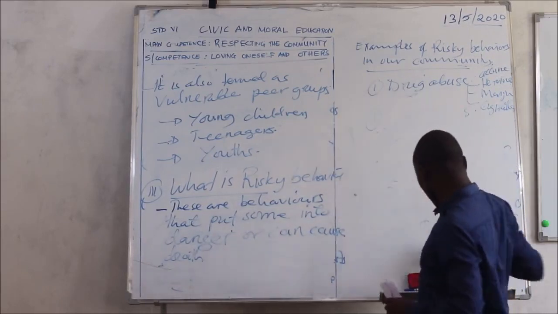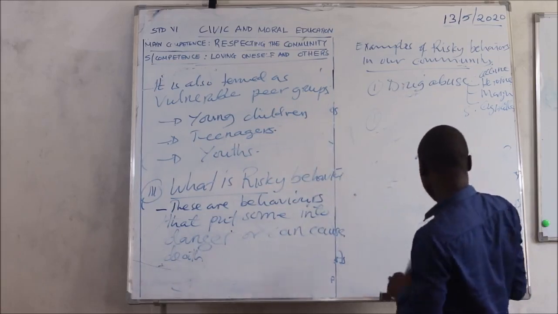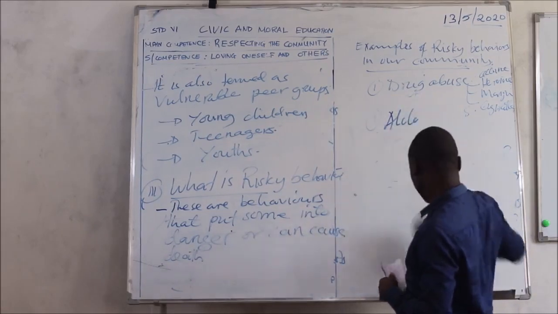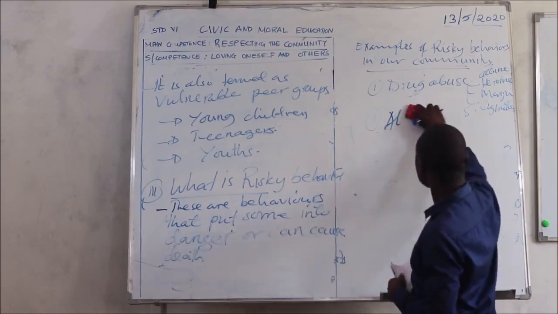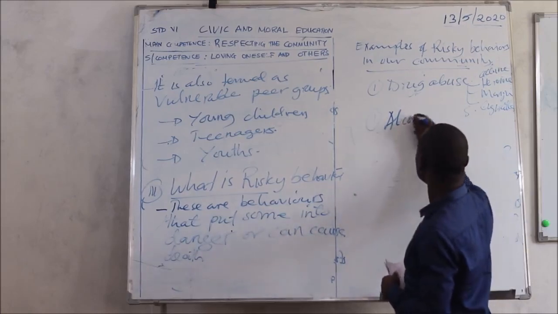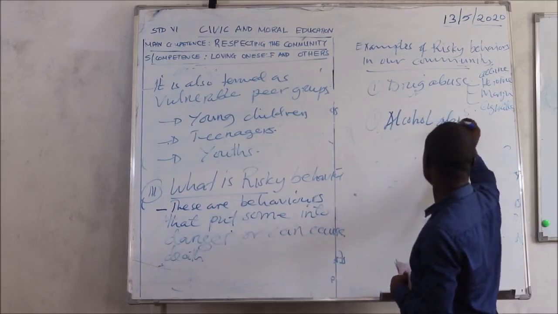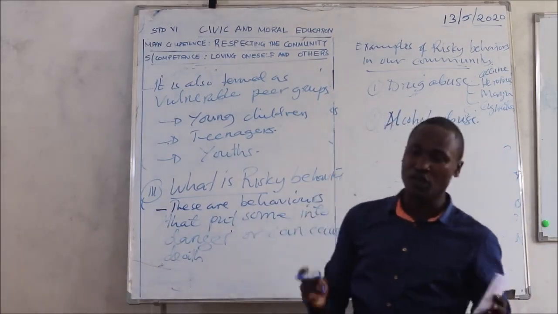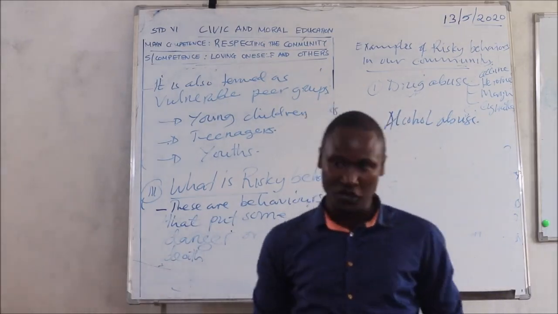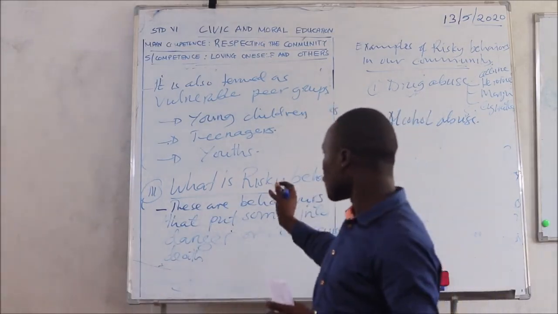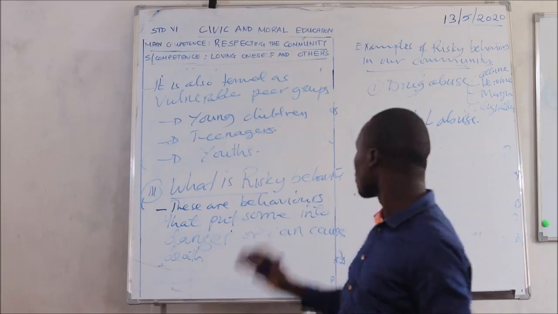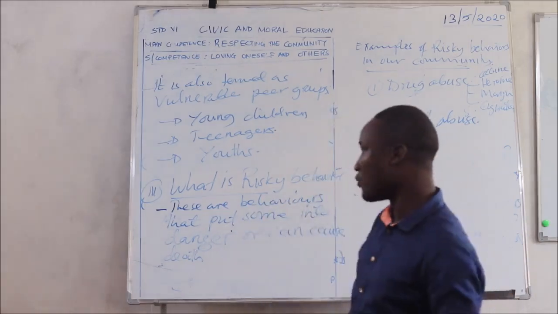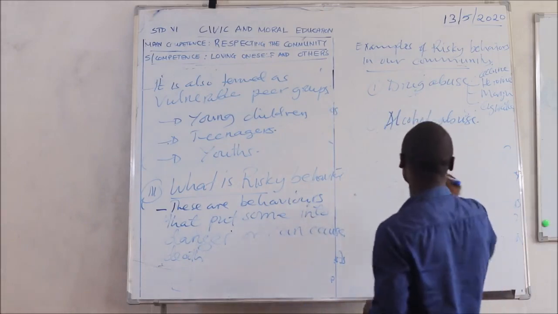We have another example, which is known as alcohol abuse. Alcohol abuse, the situation of taking in alcohol, is also one of the risky behaviors in our society. Those vulnerable groups that you have mentioned, young children, teenagers, and the youth, need to abstain from it. Alcohol abuse, taking alcohol.